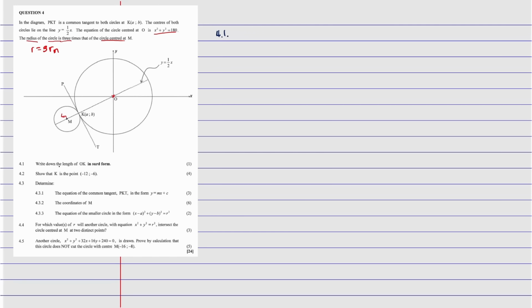It says write down the length of OK, right? So where's OK? OK is this one. Do you see that? What is OK?